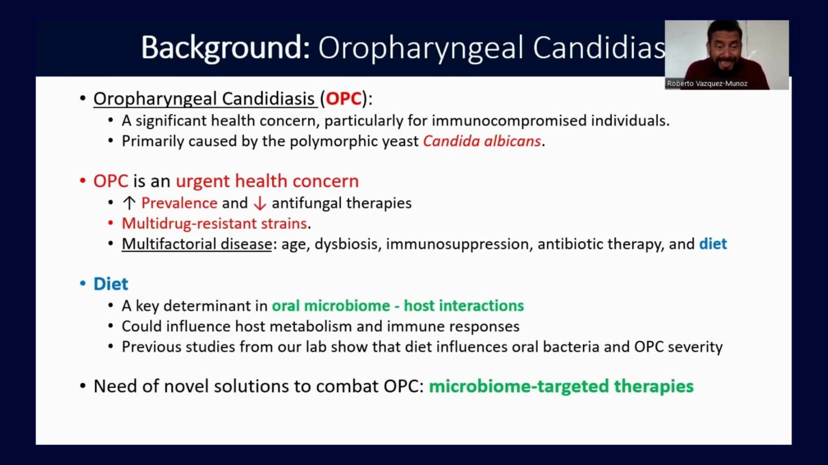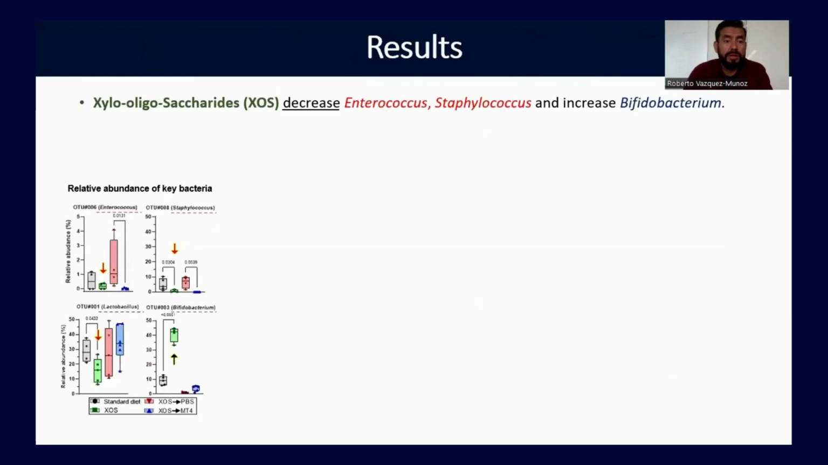Among them is diet. Diet can shape the oral microbiome and host interactions. Diet could influence how the metabolism of the host responds and the immune responses. Previous studies from our lab show that diet might influence the oral bacteria and the severity of the OPC. So we need novel solutions to combat oropharyngeal candidiasis and other Candida-based infections. And microbiome-targeted therapies are one of these solutions.